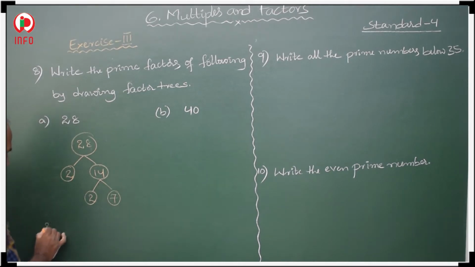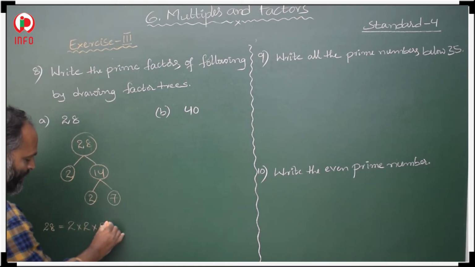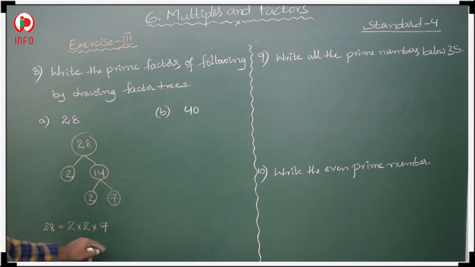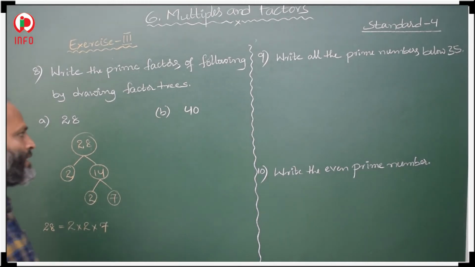Now we have to write the prime factors. 28 is 2 into 2 into 7, because 2 into 2 is 4, and 4 7s are 28. In that way we have to split.